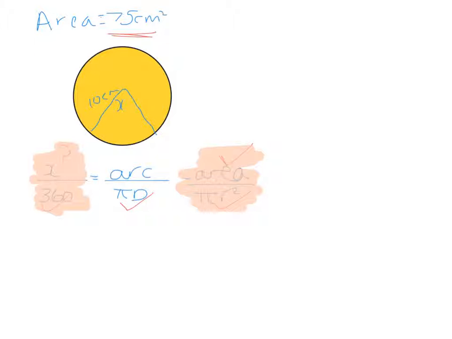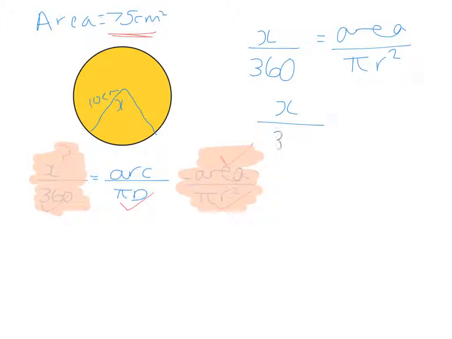So because we have highlighted these two, these are the two ratios that I'm going to use. So it's going to be x over 360. So my angle over 360 equals the area over pi r squared. I'm looking for the angle x, so it's x over 360. The area the question tells me is 75, and that's going to be divided by pi times 10 squared.